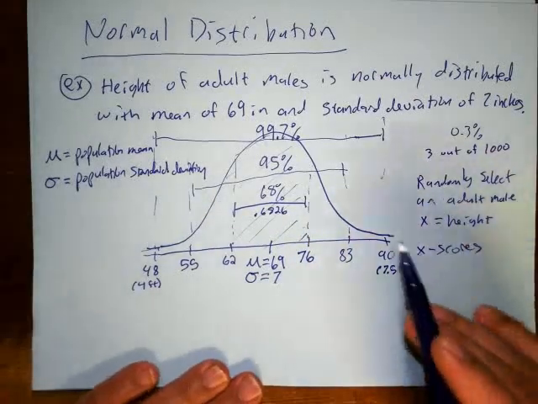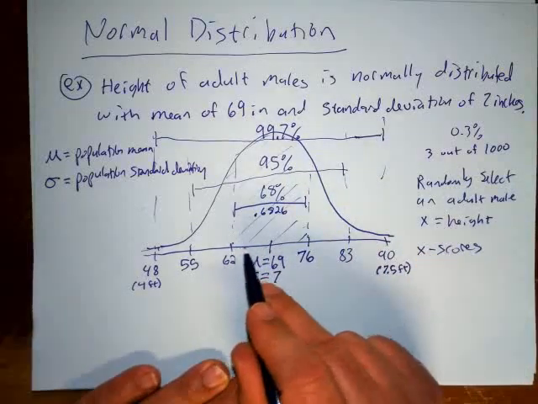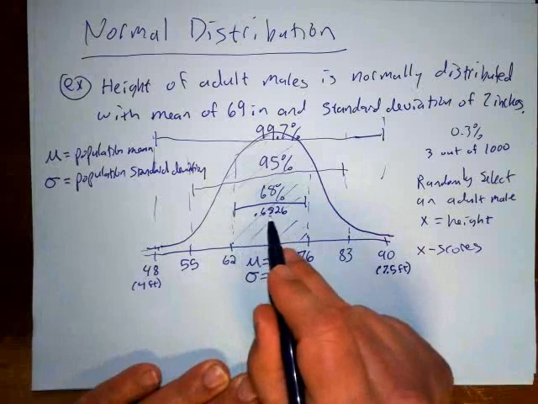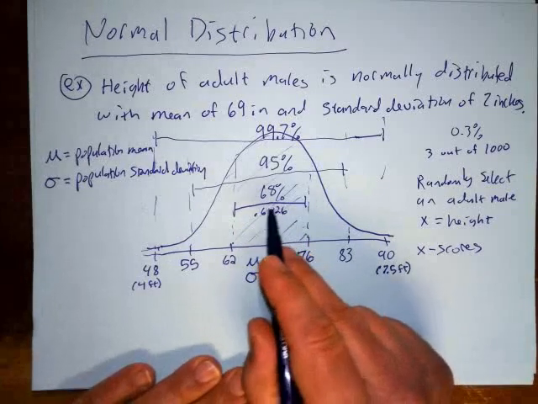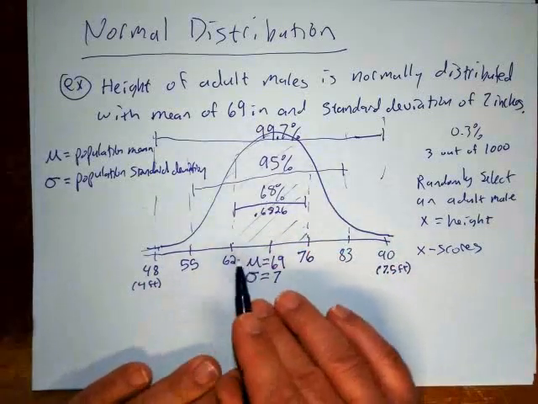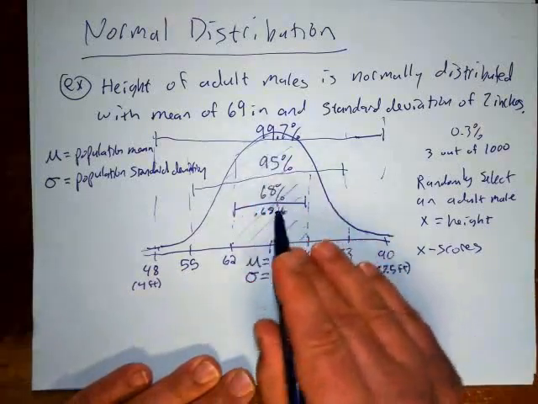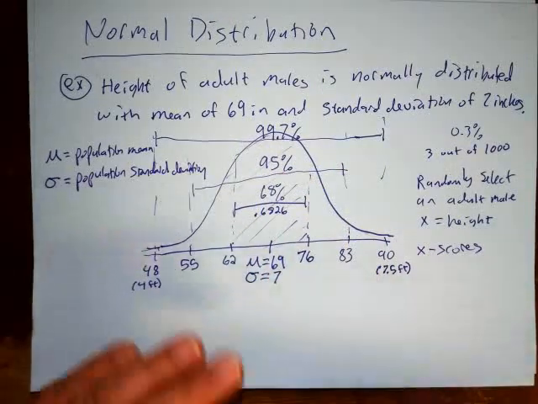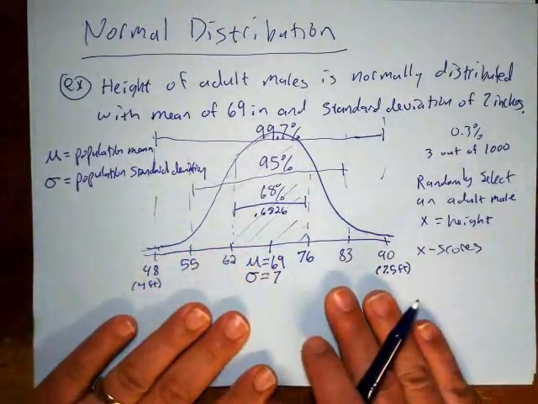If you want to know the probability of randomly drawing an adult male between 62 inches and 76 inches, it would be 0.6826. That would be the probability. To the nearest percentage, it would be a 68% chance of getting an adult male between those two. Why is that? Because 68% of all adult males are between those two. So the areas under the curve represent probabilities.